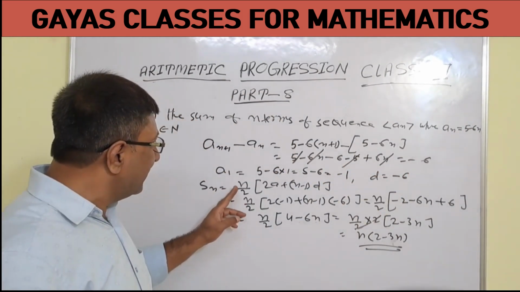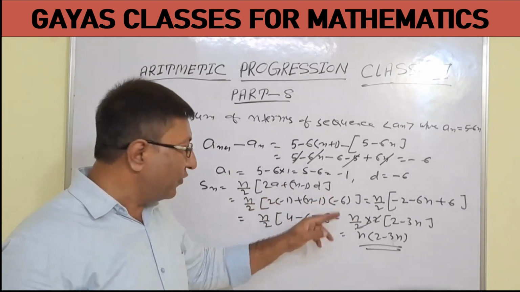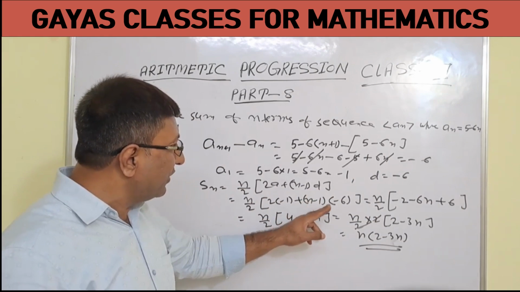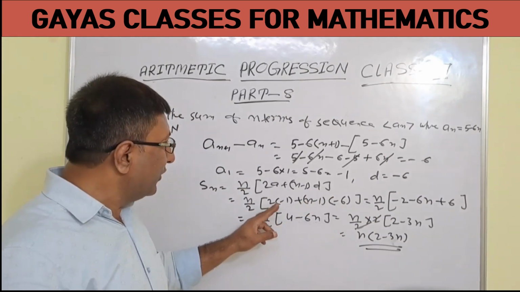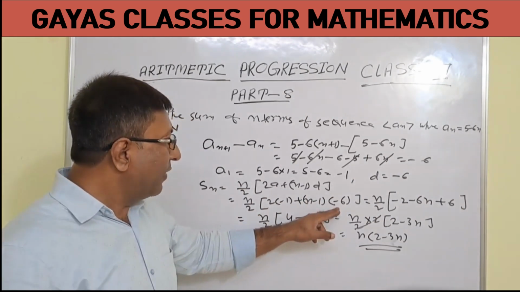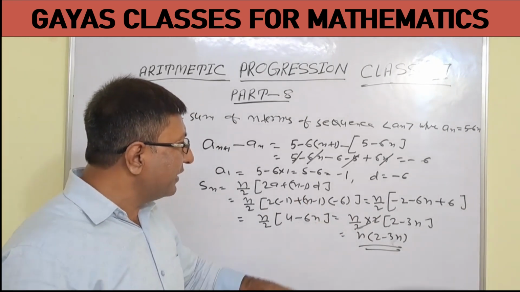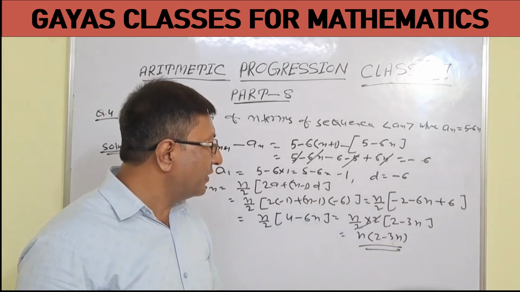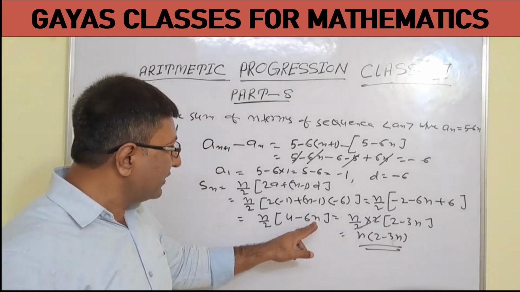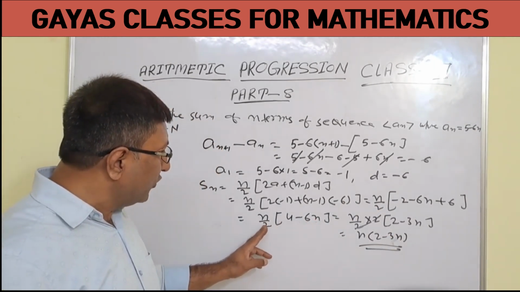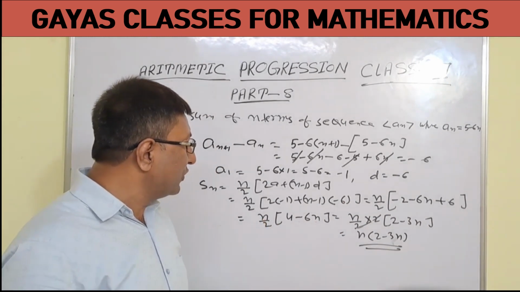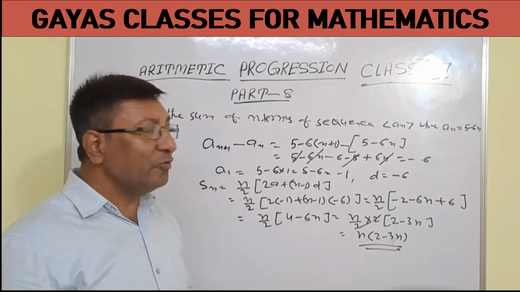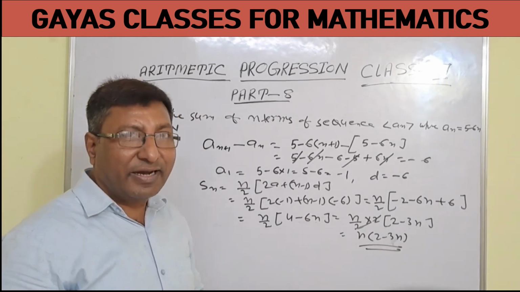Sum of n terms is n by 2 into (2a plus (n minus 1)d). So n by 2 into (2 into minus 1 plus (n minus 1) into minus 6). So 2 into minus 1 minus 6n plus 6, so minus 2 plus 6 is 4, giving 4 minus 6n. When we take common 2, n by 2 into 2 is 2 minus 3n. So the 2 cancels, and n into 2 minus 3n is our right answer.